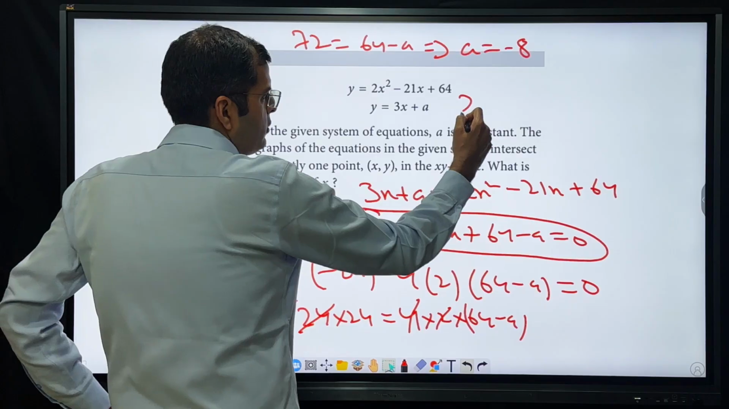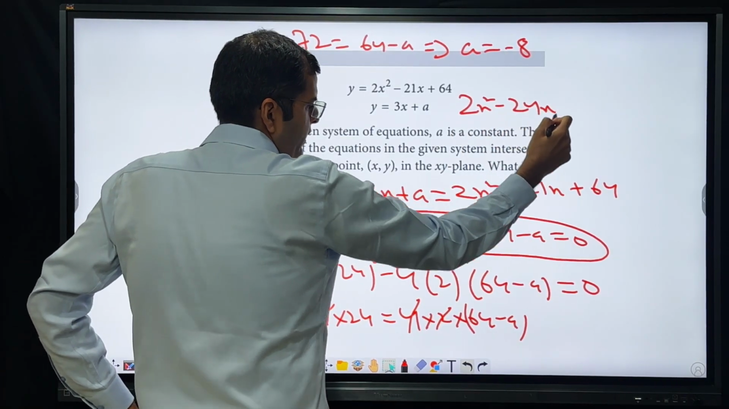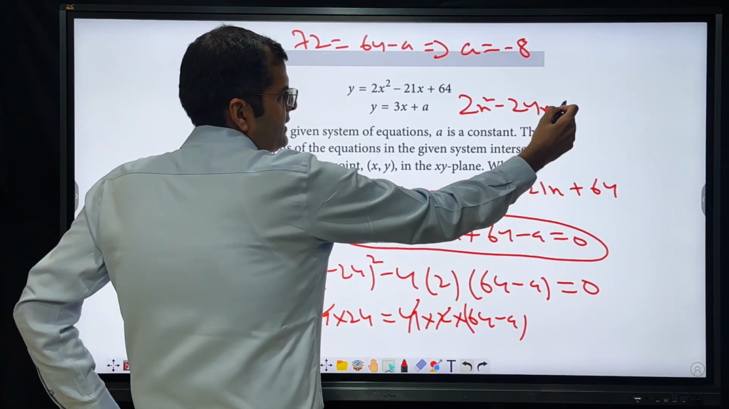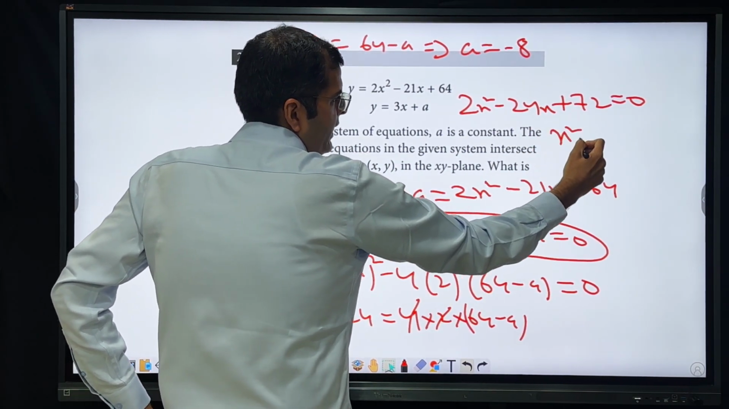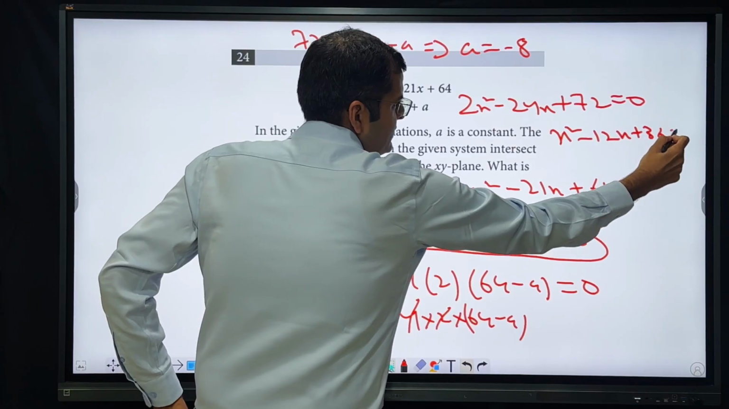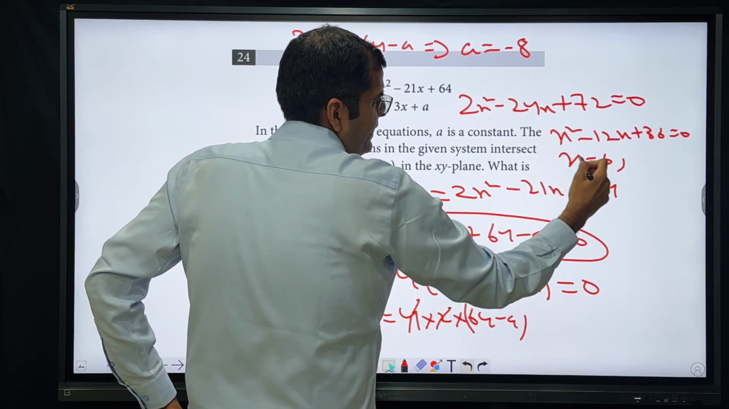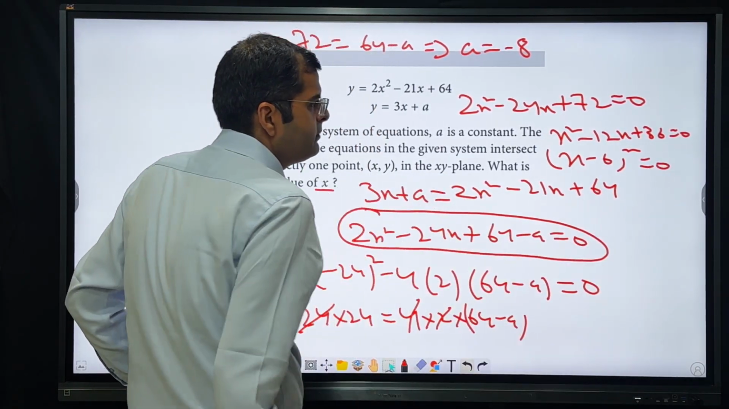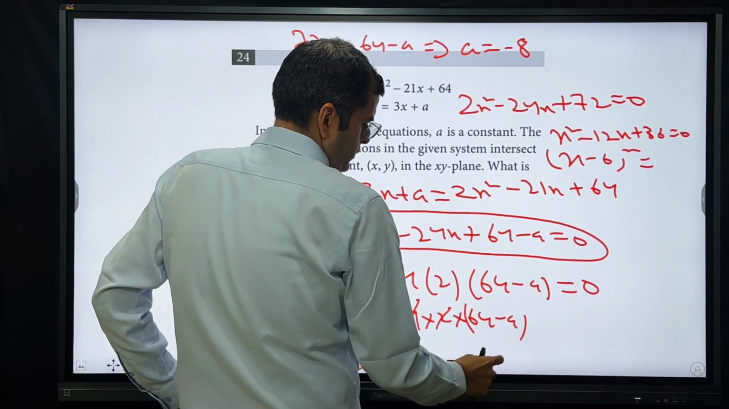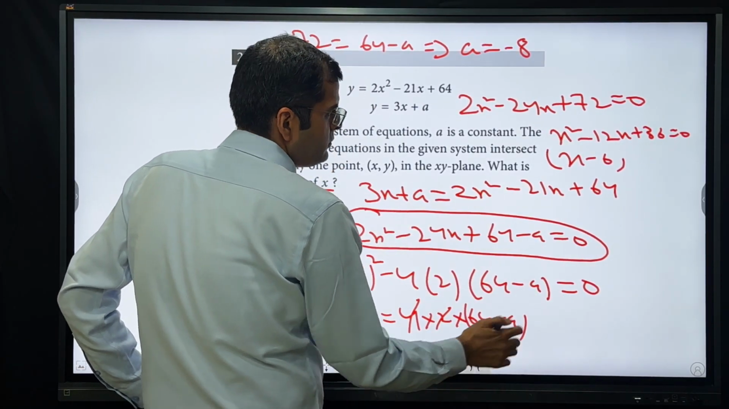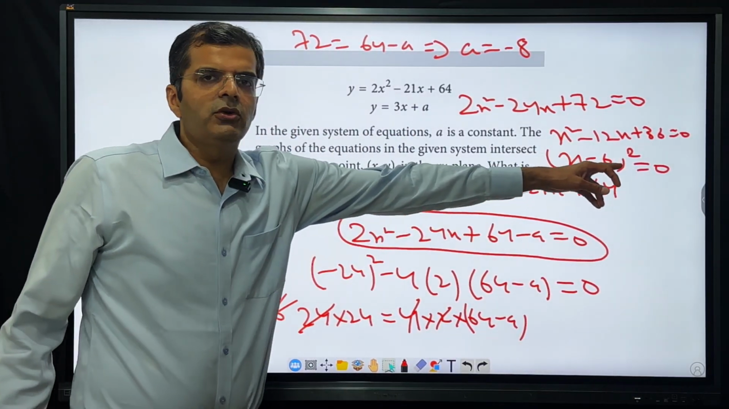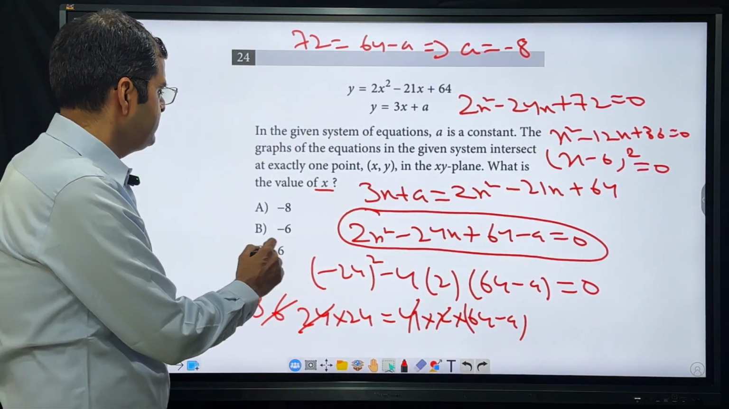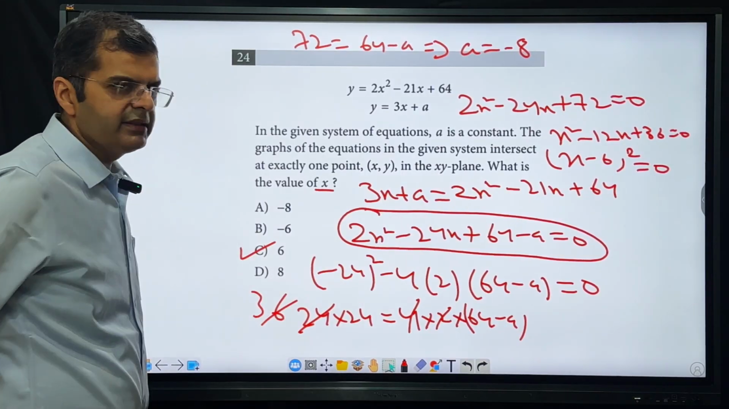So that will be what? 2x square minus 24x. 64 minus 8 is plus 72. Divide everything by 2. x square minus 12x plus 36 is equal to 0. This is nothing but x minus 6 whole square is 0. That means x is 6. So answer option C, 6 is the right answer.